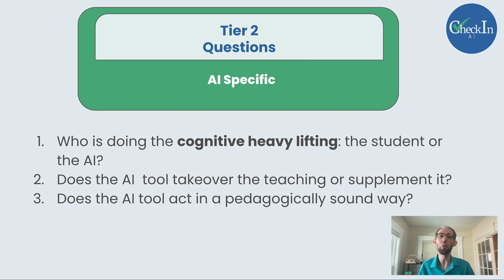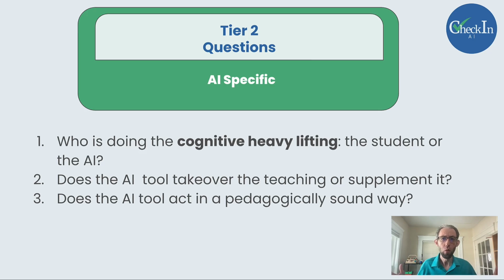I would also argue with question 1, the cognitive heavy lifting, there were some non-AI tools that did the cognitive heavy lifting for students because they structured it so much. Also with the pedagogically sound way, there were many non-AI based tools that were not necessarily pedagogically sound. So while this is AI specific, it does play a role with non-AI tech tools as well.